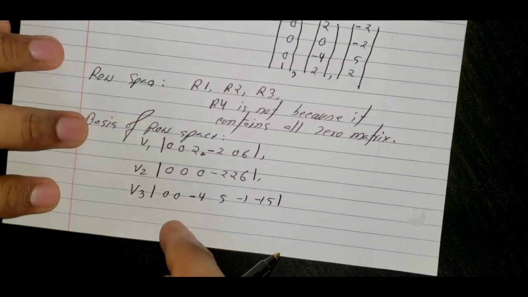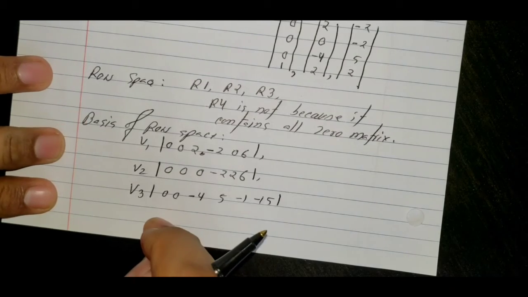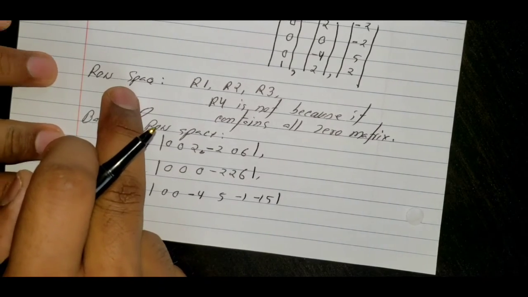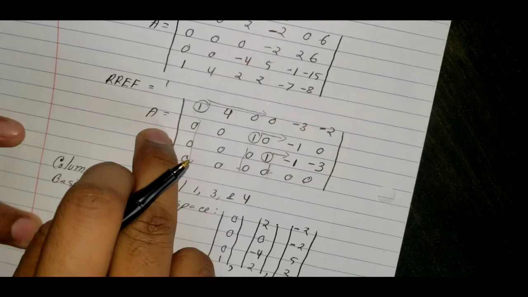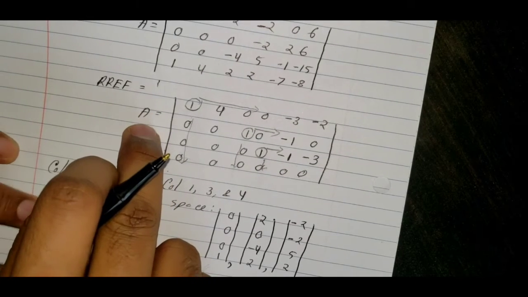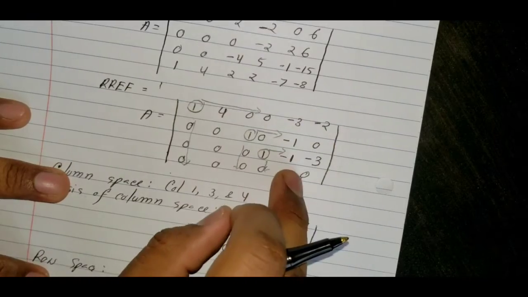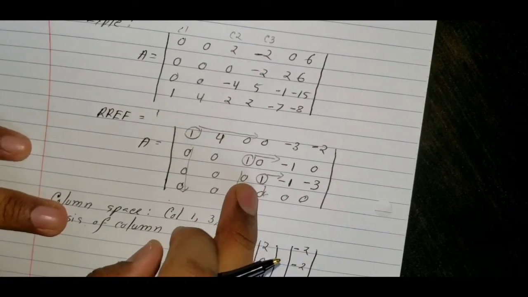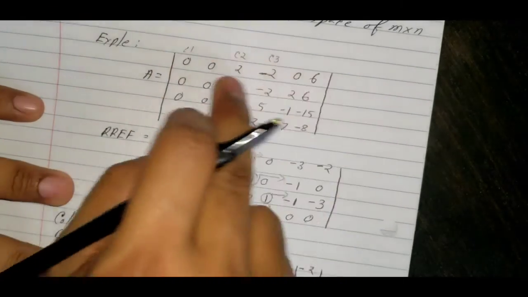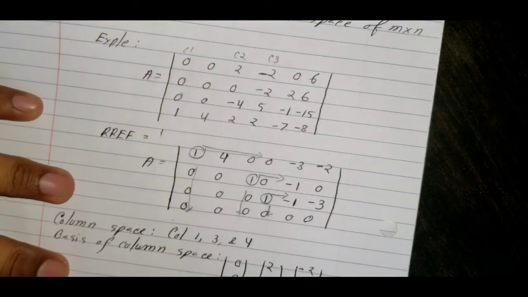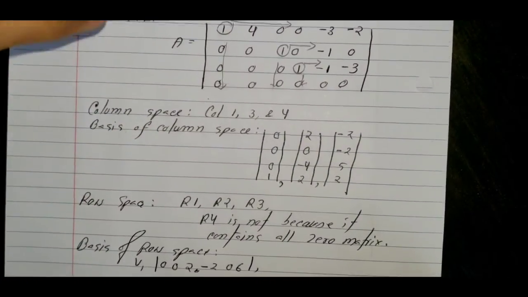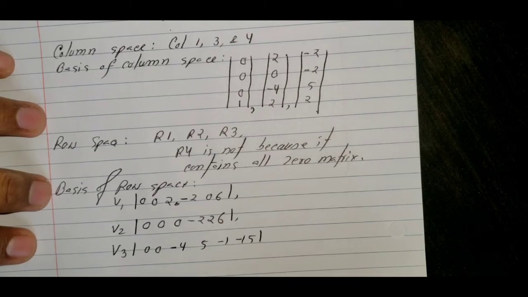So these are the three vectors which are the basis of the row space that you get from the row echelon form, reduced row echelon form of the matrix, starting with 1 in the beginning of the rows, and the basis of this row space are the rows of the matrix A. That's how you find the column space and row space of the matrix.